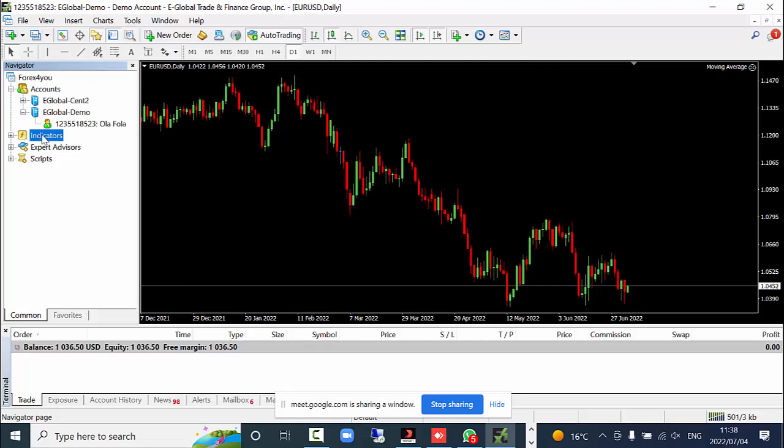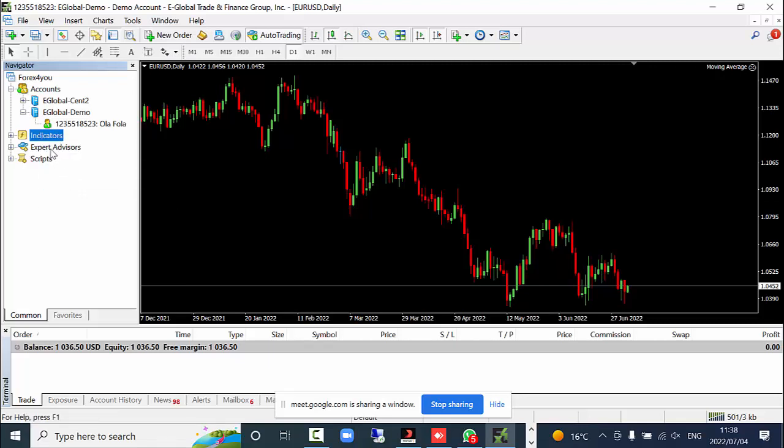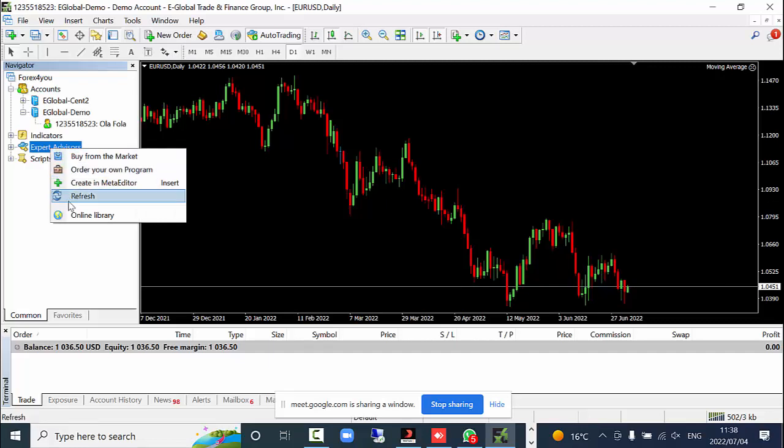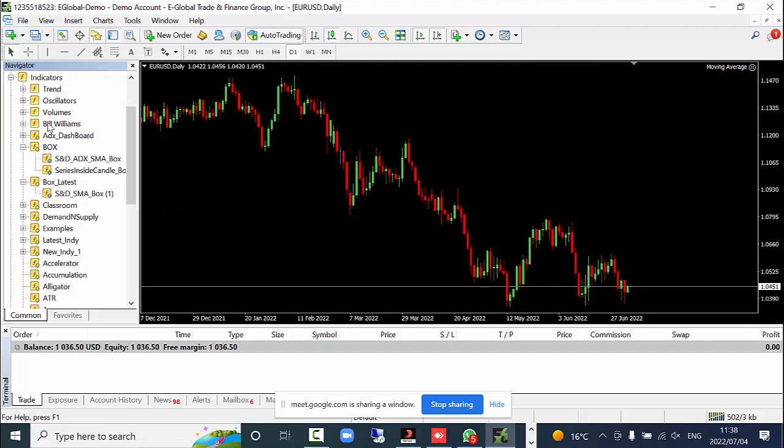So for you to see it, I'll come to indicator, right click on it, I'll refresh. Come to Expert, right click on it, I'll refresh. Now, if I click this plus sign, I'll see what I've copied now. You see, this is the classroom. Click beside it, this is the software indicator. I'll drag it. Click and drag to the chart.